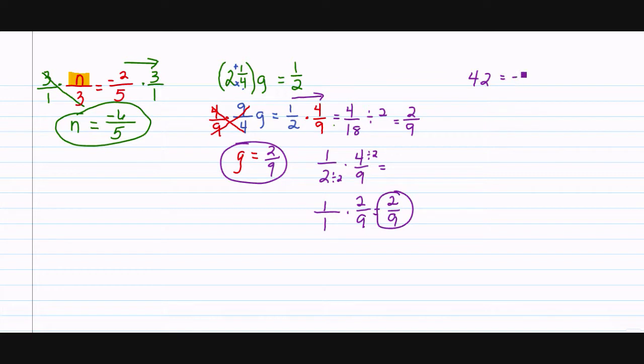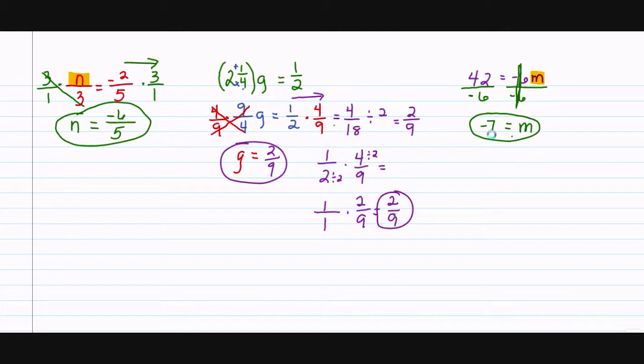42 equals negative 6m. In this case, notice my m is connected to the negative 6 through multiplication. The opposite of multiplication is division. That gives you 1. See, it even makes a 1 when you cancel it out, leaving me with m equals 42 divided by negative 6, which is negative 7.